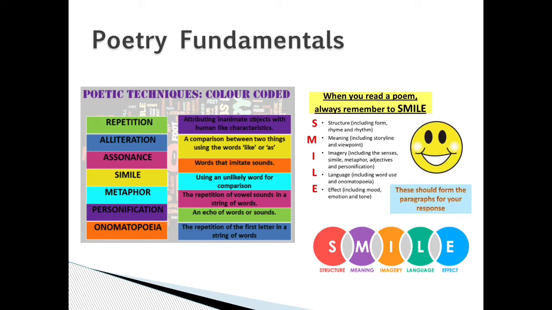Whenever you read a poem, always remember to SMILE. S for structure, M for meaning, I for imagery, L for language, and E for effect. The structure will include the form, rhyme, and rhythm. The meaning will include the storyline and the viewpoint. The imagery, including the senses, similes, metaphors, adjectives, and personification. The language will include word use and onomatopoeia, and the effect will include mood, emotion, and tone.